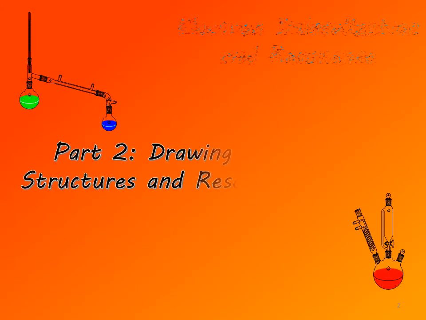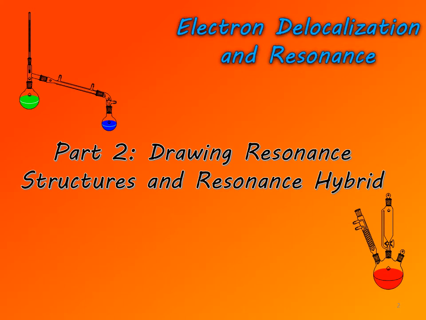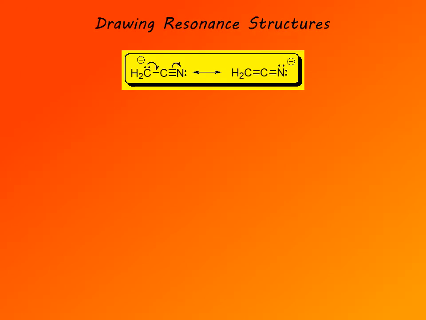In this video, you will learn how to correctly draw resonance structures and what a resonance hybrid is. So when we consider drawing resonance structures, let's look first at an example. An example is acetonitrile anion.